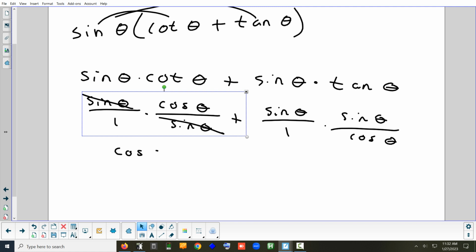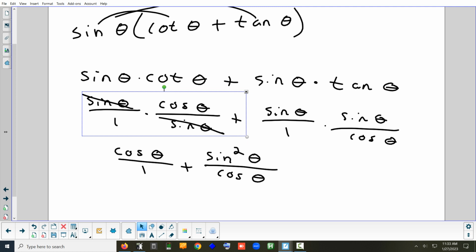Okay, so we get cosine over 1 plus sine squared over cosine. Okay, so we've changed everything to sines and cosines. So that trick is done.